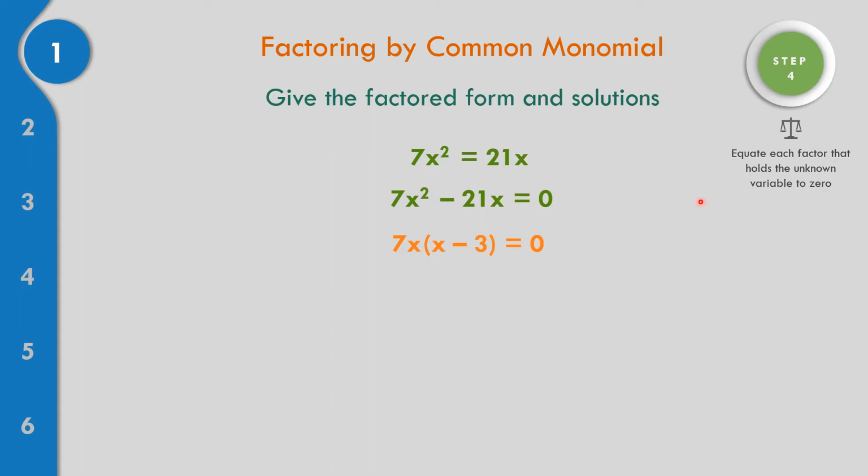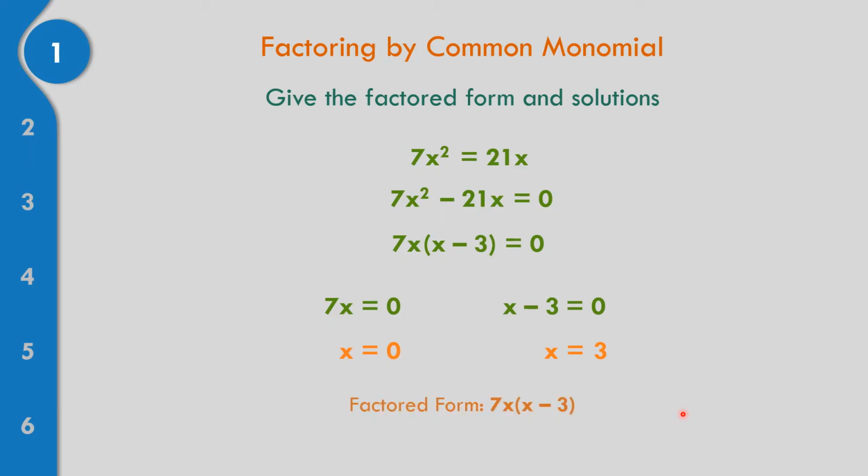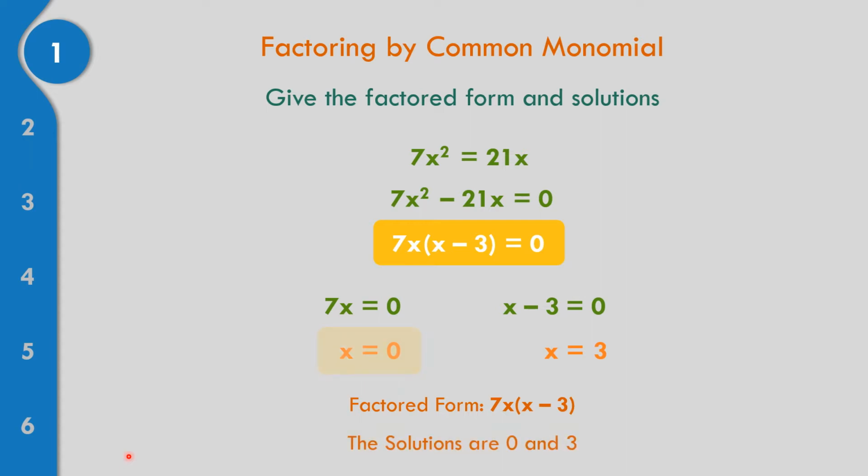Step 4, equate each factor that holds the unknown variable to 0. So that becomes 7x equal to 0. And then the second one, x minus 3 equal to 0. Step 5, let us solve the equated form. The first value of x, if we divide both sides by 7, x is equal to 0. And then the second one, negative 3 going to the right side, that becomes x equal to 3. So the factored form is 7x times x minus 3, while the solutions are 0 and positive 3.